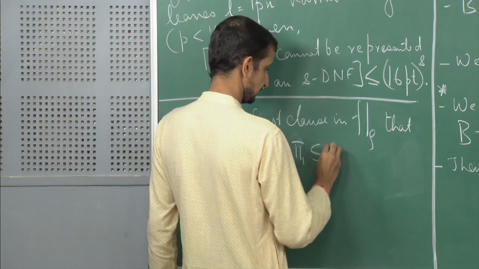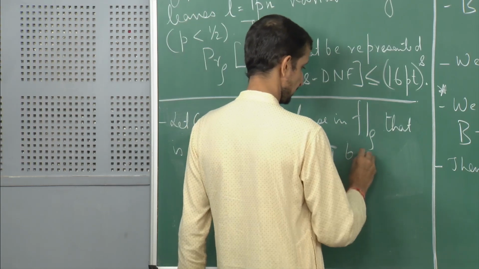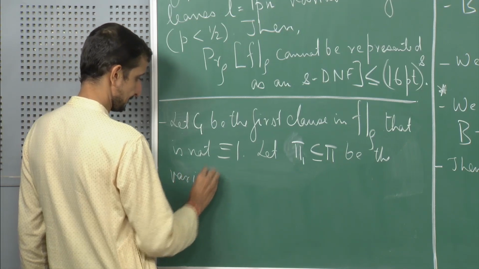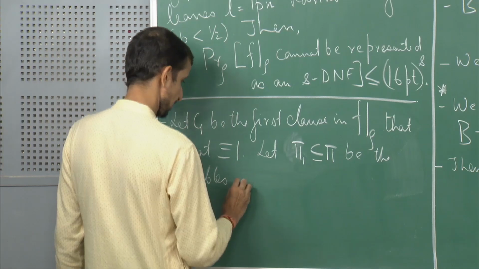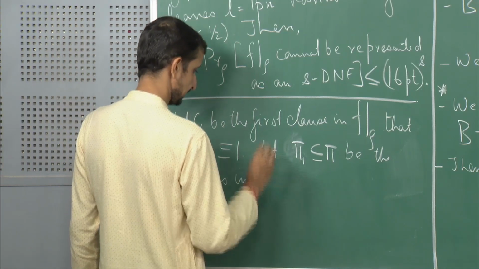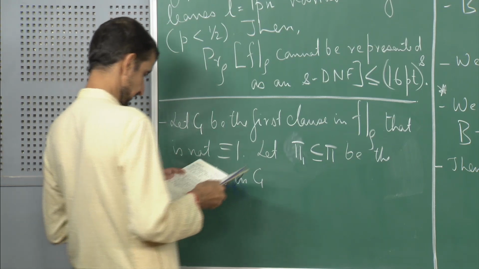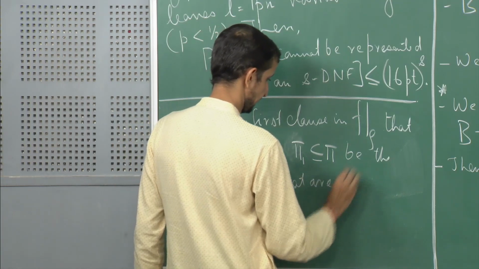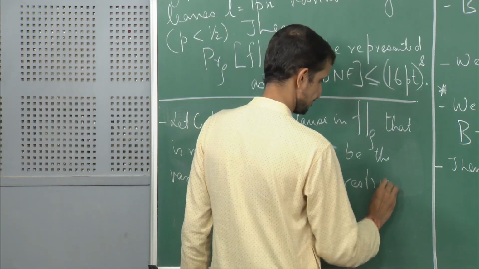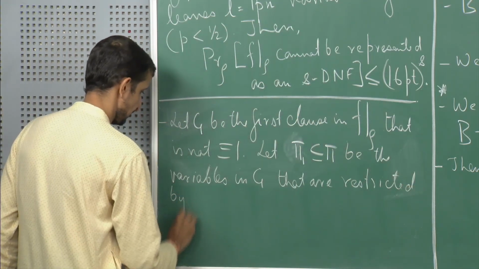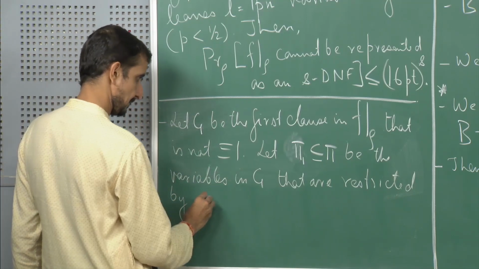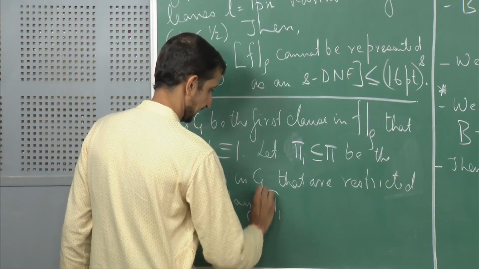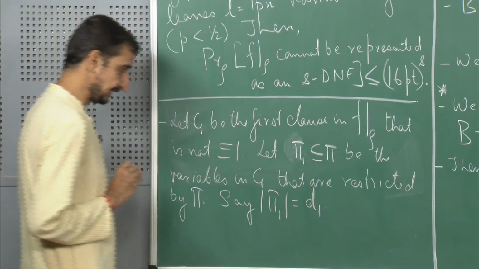Okay. Let pi 1 subset of pi be the variables in, how do I write this, that are restricted by pi, and let us say that size of pi 1 is some d1. Okay.